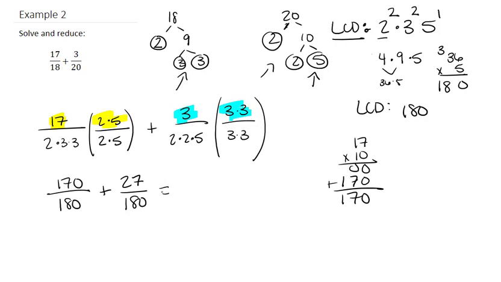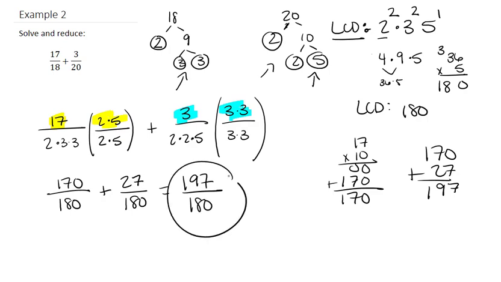And then now we go ahead and add. So we have 170 plus 27. 0 plus 7 is 7. 7 plus 2 is 9. And then 1. So we have 197 over 180. And that would be our final solution.